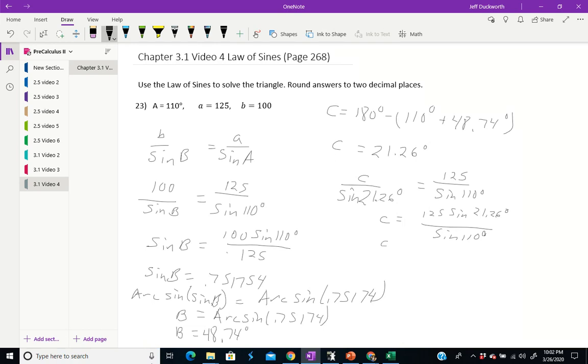So we're left with c equals 48.23 as the length. All right, so our three answers, the three unknowns we didn't have, are these three. And that is the solution to this.